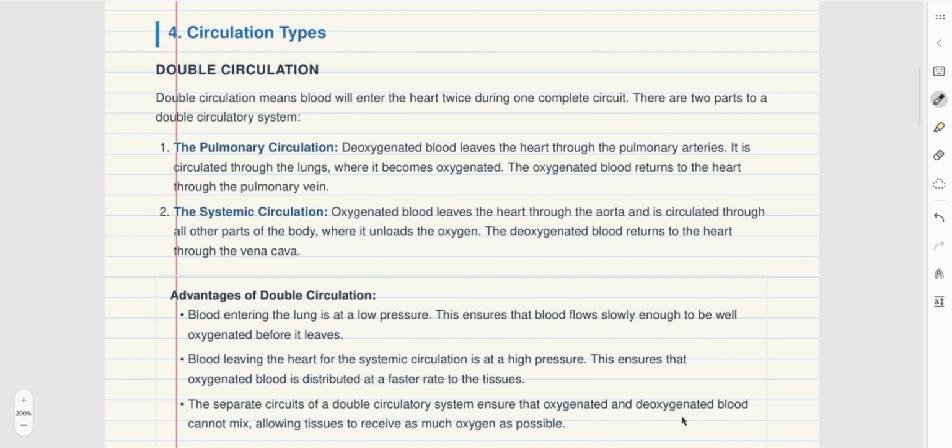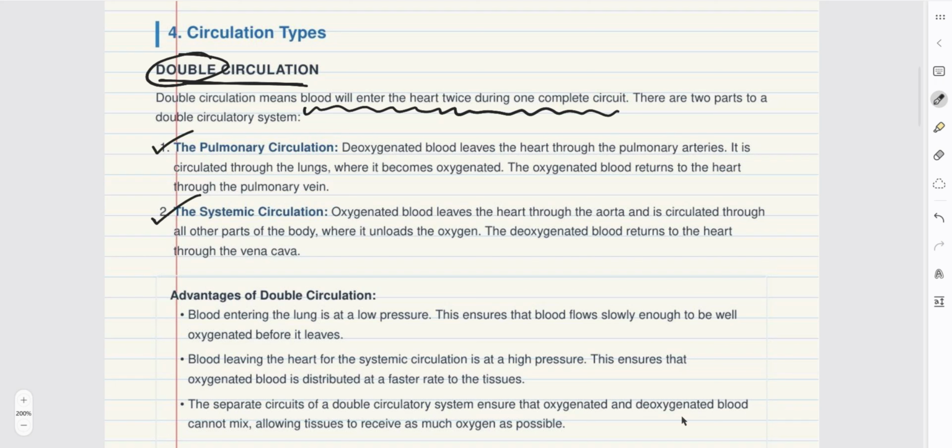So humans, we have something called a double circulation. There is something called a single circulation, but we have what is called a double circulation. What does double mean? Double means twice, right? So basically, double circulation means that blood will enter the heart twice during one complete circulation. Double circulation has two parts: the pulmonary circulation and the systemic circulation.